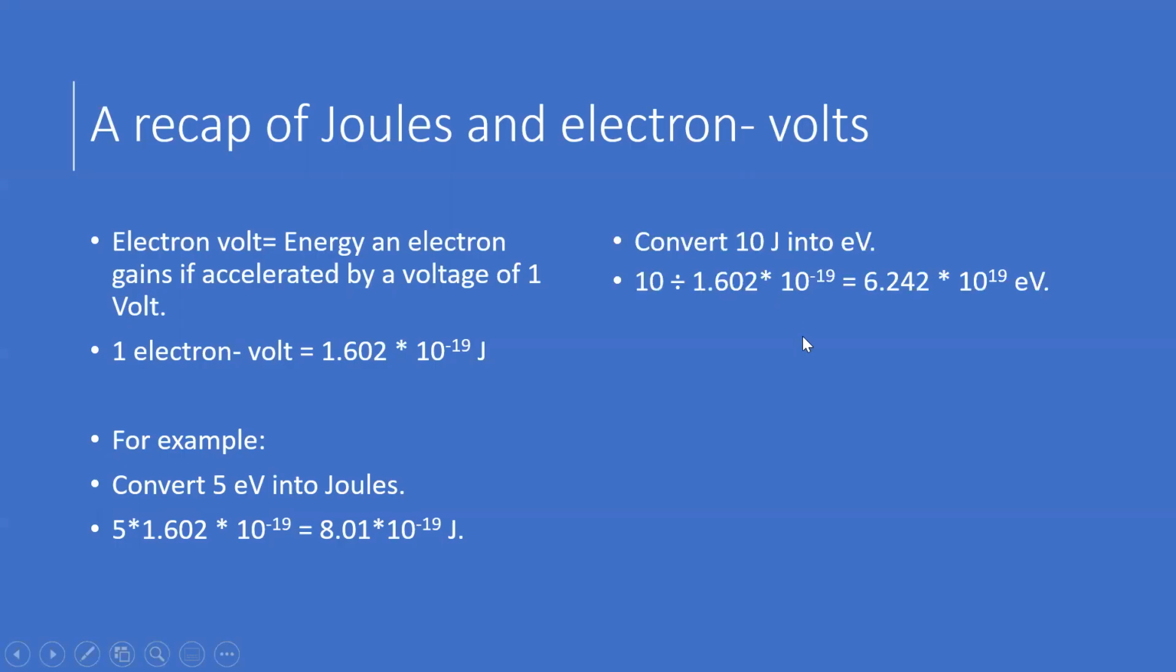On the other hand, if you want to convert joules into electron volts, you need to divide the number provided in joules by 1.6 times 10 to the power minus 19 to find the answer in electron volts. Energy is measured in joules, but when we talk about a very small value of energy, then we talk in electron volts.